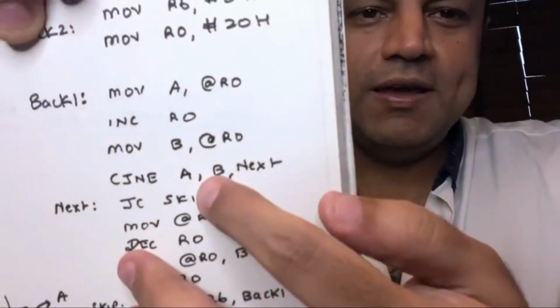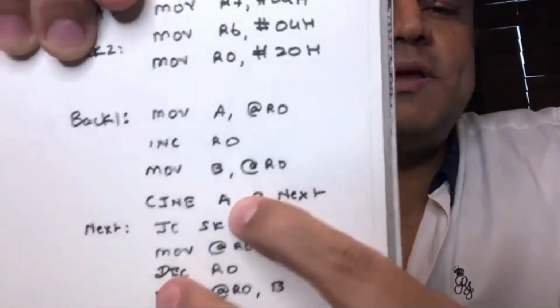So it will compare A and B, which means it will do A minus B. A minus B means first number minus second number. You tell me. First number minus second number. For them to be in the correct order, the first number must be smaller. Smaller number minus bigger number creates a carry. So if there is a carry, they are in the correct order. Skip.